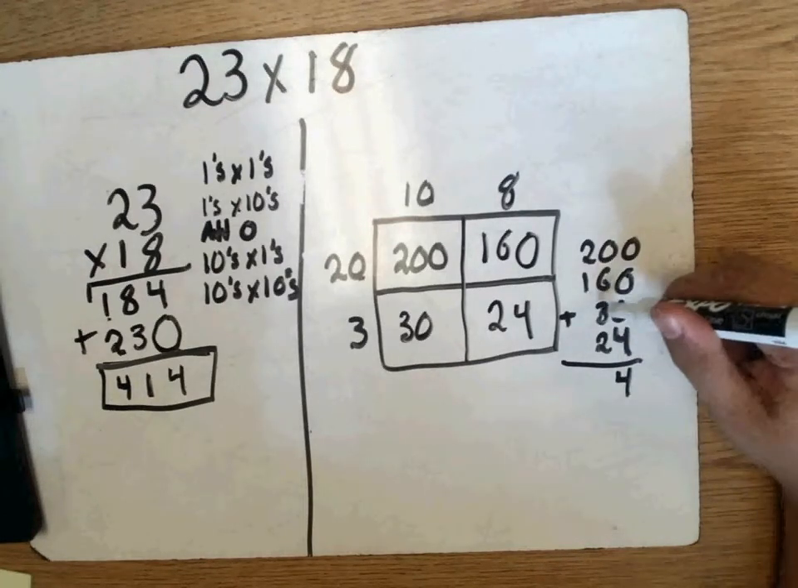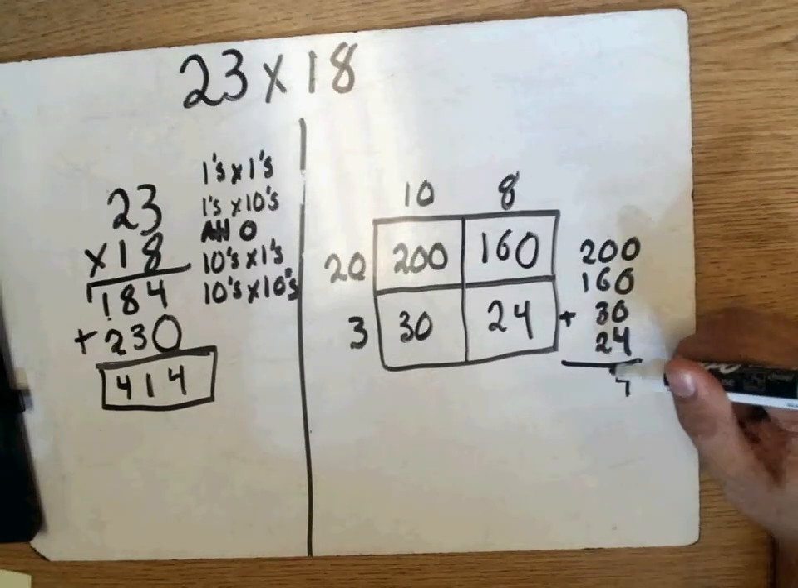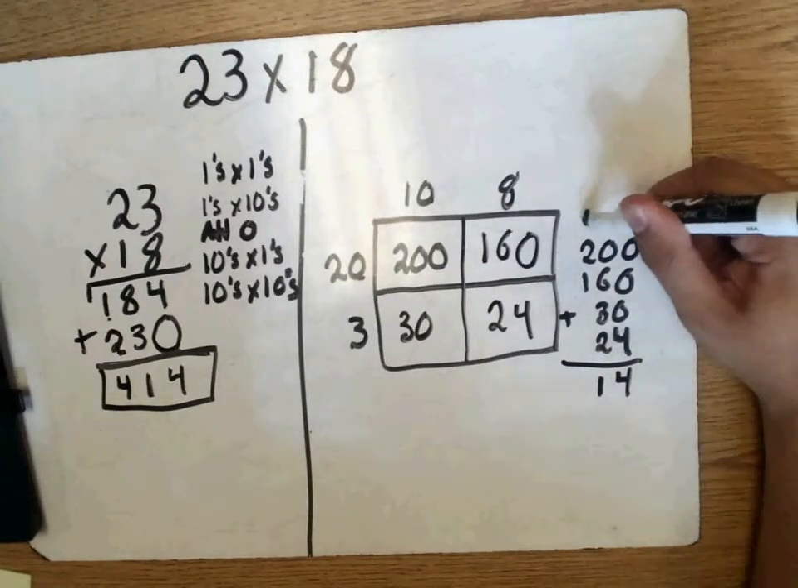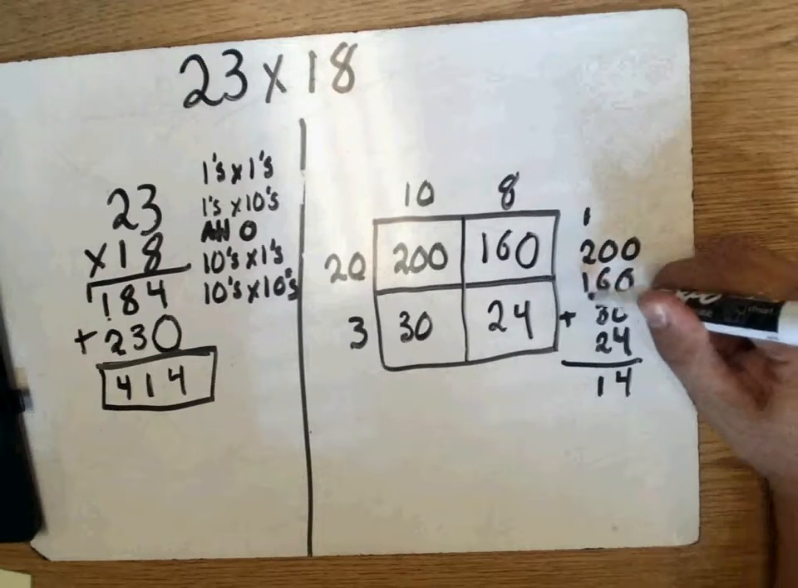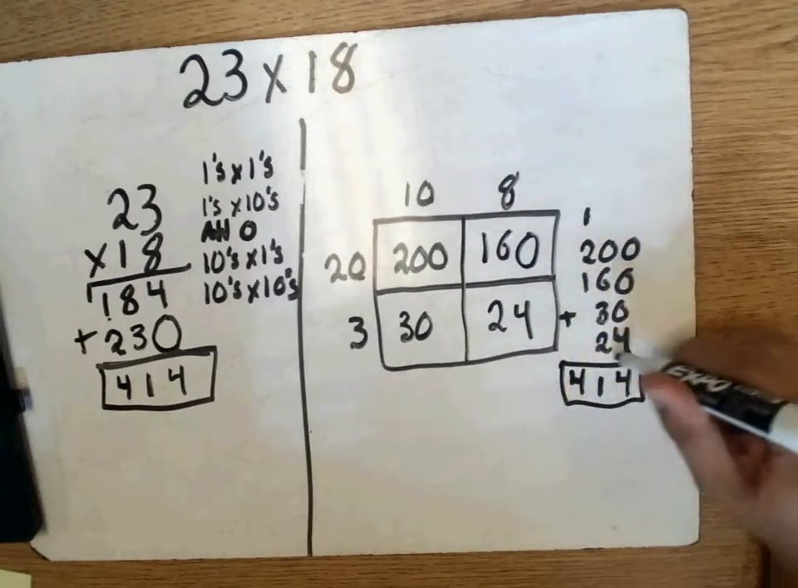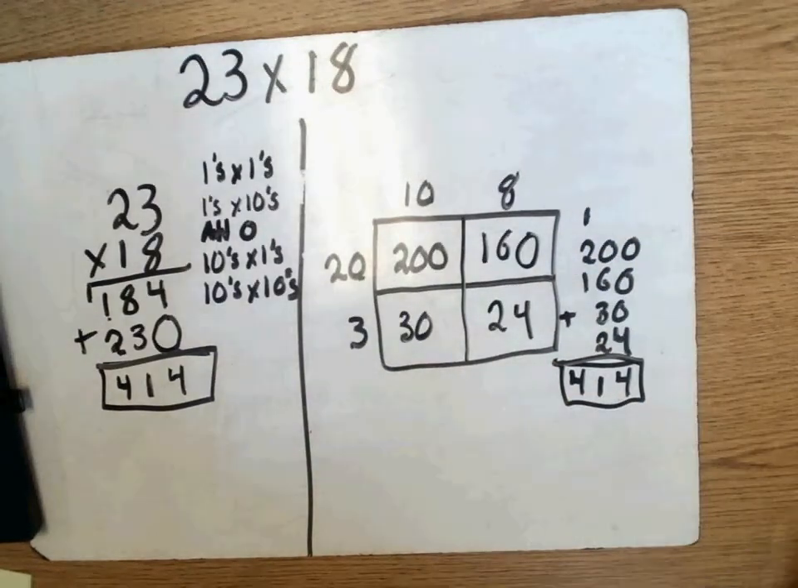So 4, 6 plus 3 is 9, plus 2, 11. I'm going to regroup that, 2, 3, and 4 for 414. So that is a 2-digit by a 2-digit.